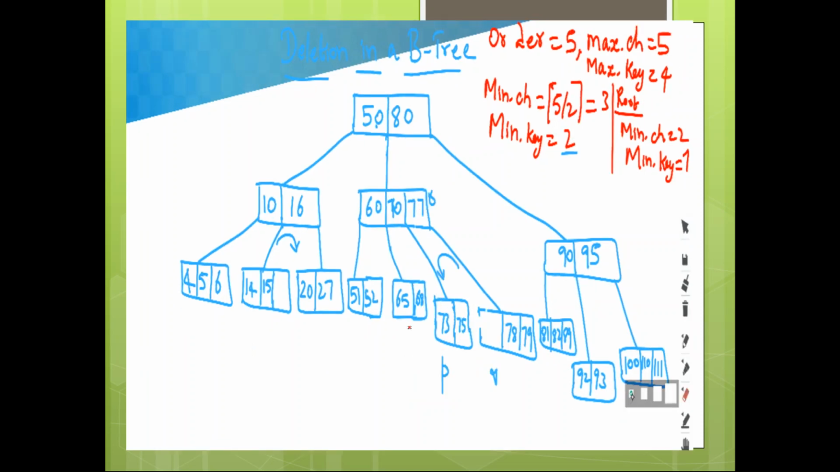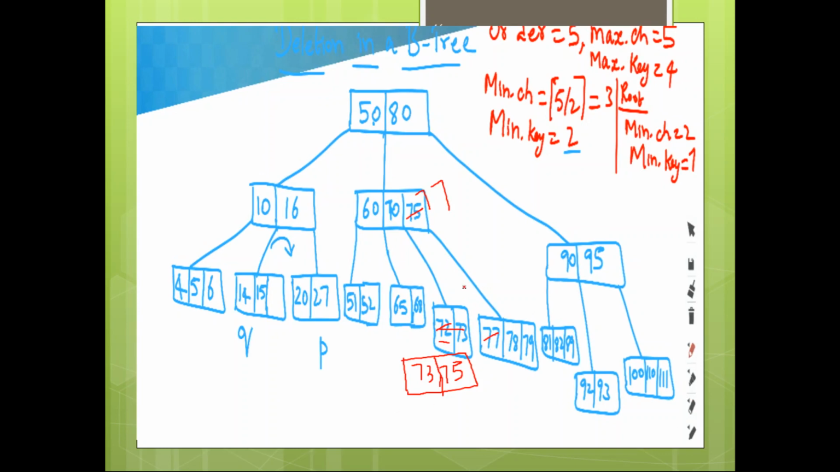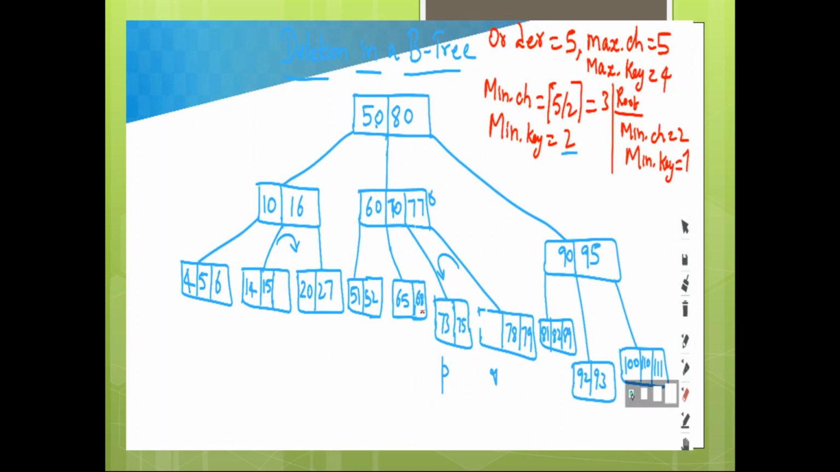So here we are borrowing from the right sibling, so it is called a left rotation. We are rotating to the left. Next, let us see how to delete 65. So where is 65?